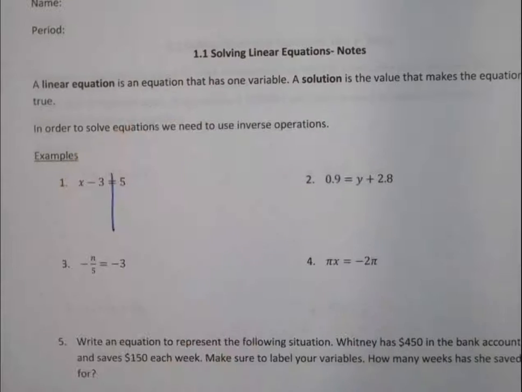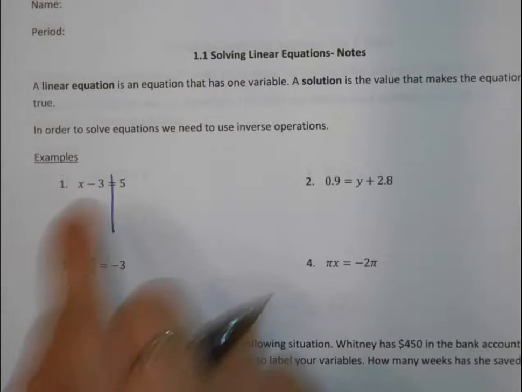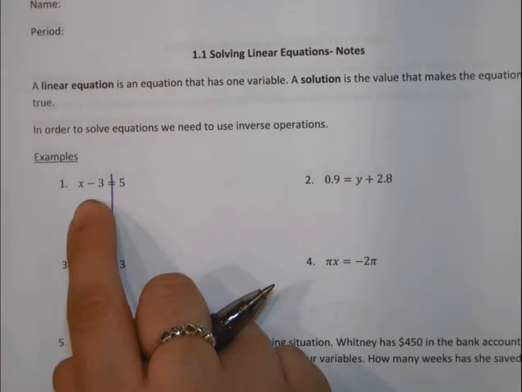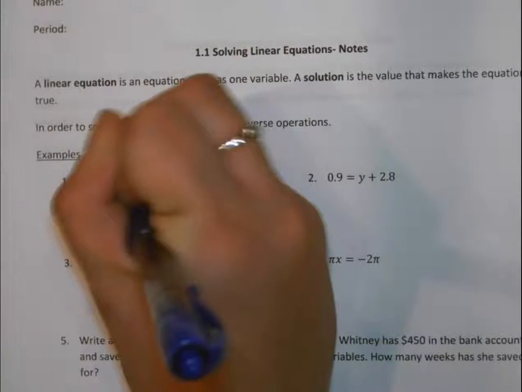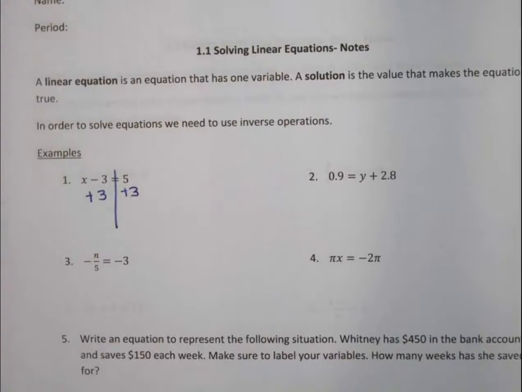I'm going to start by drawing a line down the middle. And then I want to do the opposite of whatever is next to x. So if I take a look at number 1, I have x minus 3. So the opposite of subtracting 3 is to add 3 to both sides. So I go ahead and add 3 to both sides.